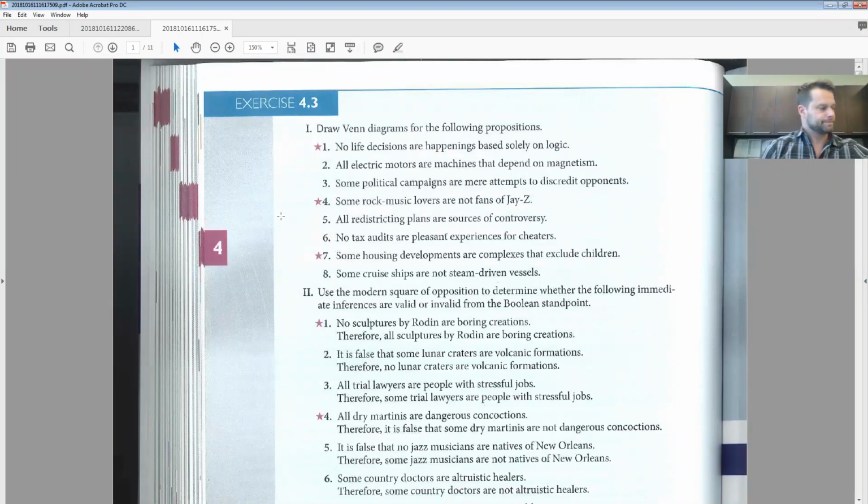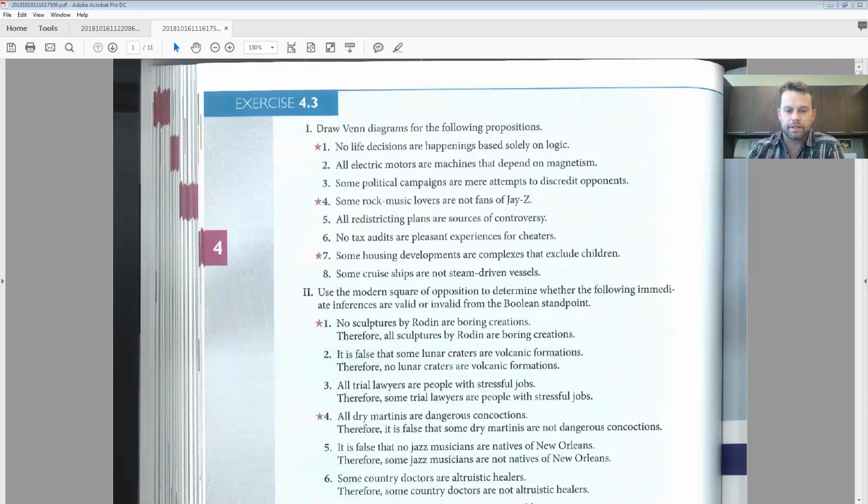Hi everyone. This video is going to be about how to create two-circle Venn diagrams for categorical propositions or statements. All right, so the first one here: no life decisions are happenings based solely on logic.